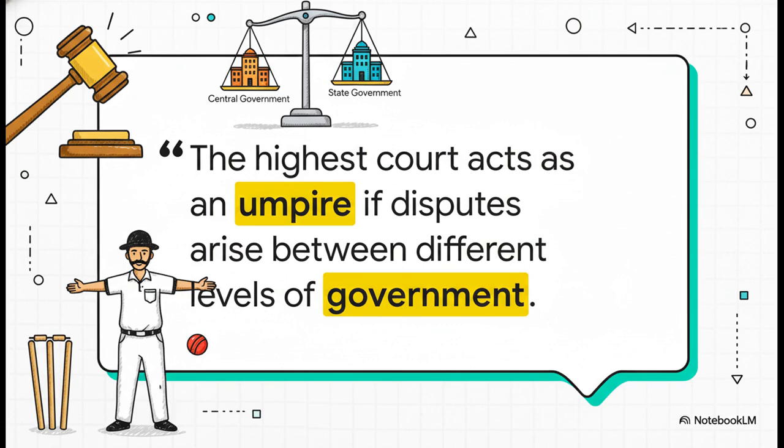If a dispute arises between the central government and a state government about who has the power to do something, the court steps in. It looks at the rule book, which is the Constitution, and makes the final decision. This is so important to ensure that no single level of government becomes all-powerful.